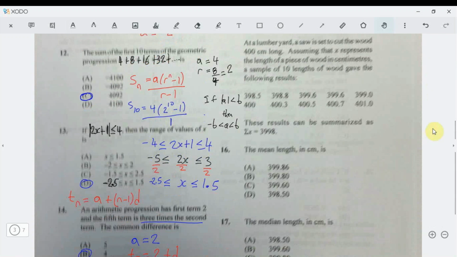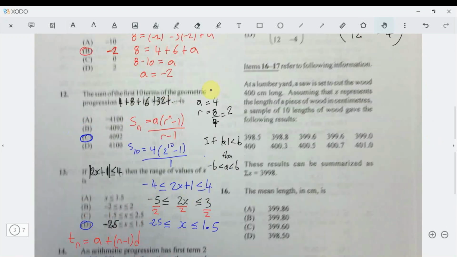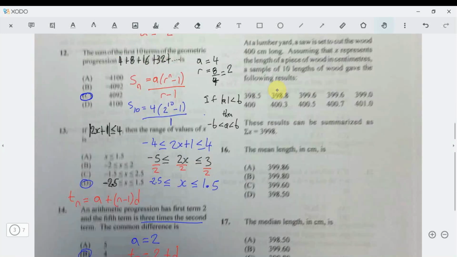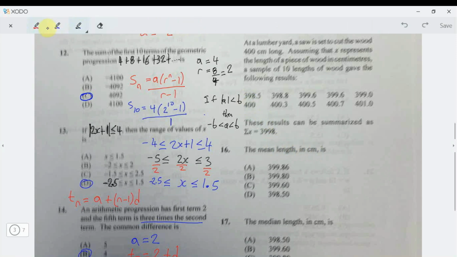All right, question 16. It says that at a lumber yard, a saw is set to cut the wood 400 meters long. And they give us the 10 woods. And they say these are the results, and they ask what is the mean length? Question 16. So you have to be able to skip out and navigate some of the chatting. The mean length is just the average. Remember, average is equal to sum of x over n.